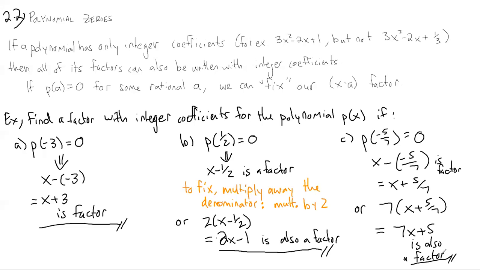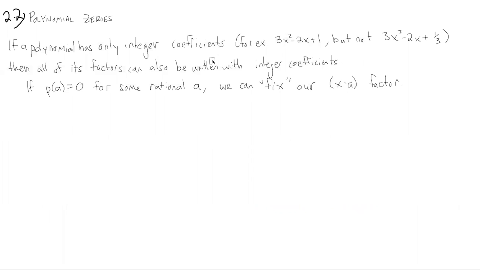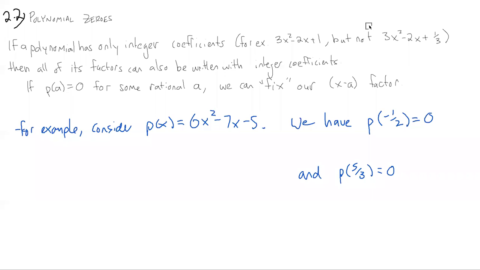So just to give you an example of the motivation behind this, let's look at some things that maybe we're a little bit more familiar with. I'm just going to clean up this example. Let's say we looked at this polynomial, p of x equals... This is quadratic. We know how to deal with ones like this. So 6x squared minus 7x minus 5.